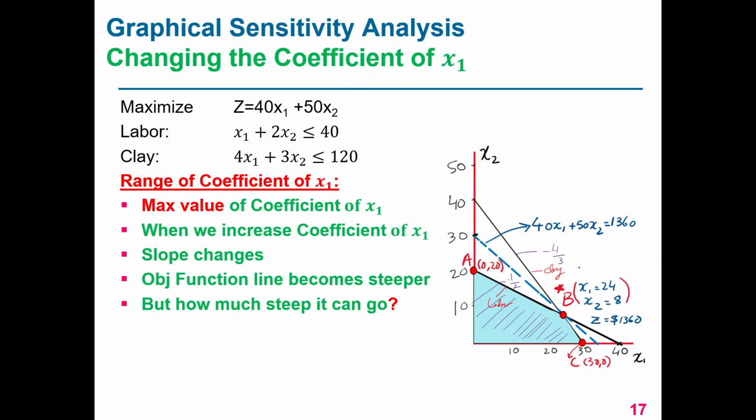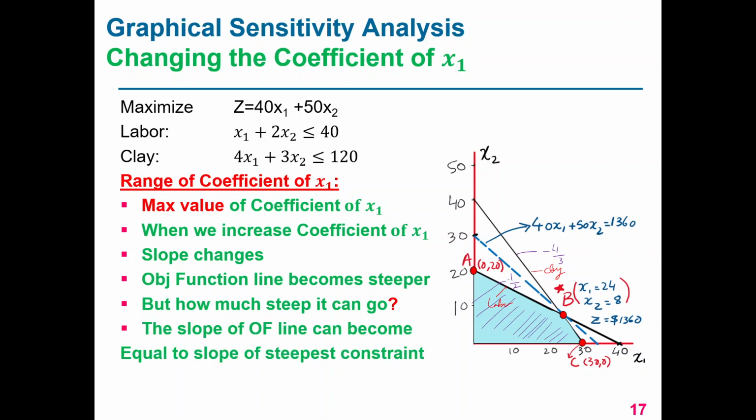When answering how steep the objective function can get, we say that the slope of the objective function can become equal to the slope of the steepest constraint. While choosing the steepest constraint in the problem, we have to make sure that this steepest constraint passes through the optimal point B. In this case we have just two constraints and both are passing through point B.